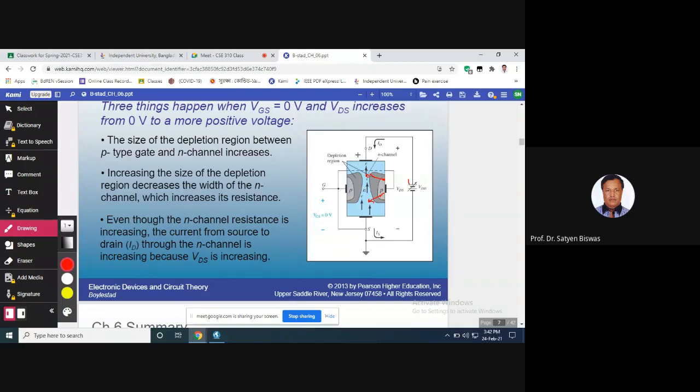This body, this sky color part, is N type. N type means full of electrons. However, these electrons should be connected to the negative terminal, but here it is connected to the positive terminal. That's why the reverse bias voltage is higher, so the depletion region is higher in the top compared to the bottom.